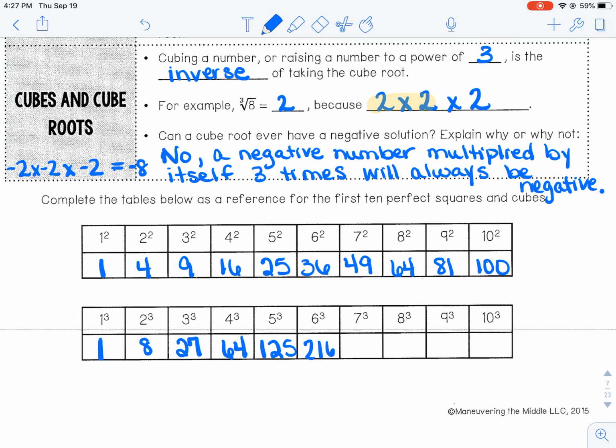216. 7 times 7 times 7, I'd have to work that one out. That's going to be 343. 8 to the third power is 512. 9 to the third power is 729. And 10 to the third power is 1,000. Again, pause the video if I wrote too quickly, because you will need these numbers. You'll need to come back to them and reference them. And then meet me on the back side.